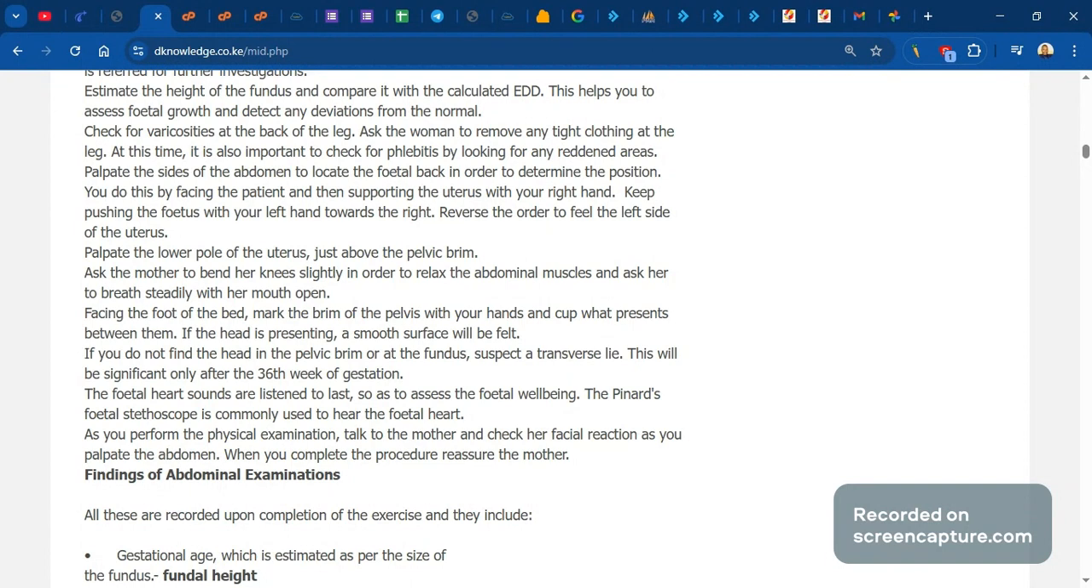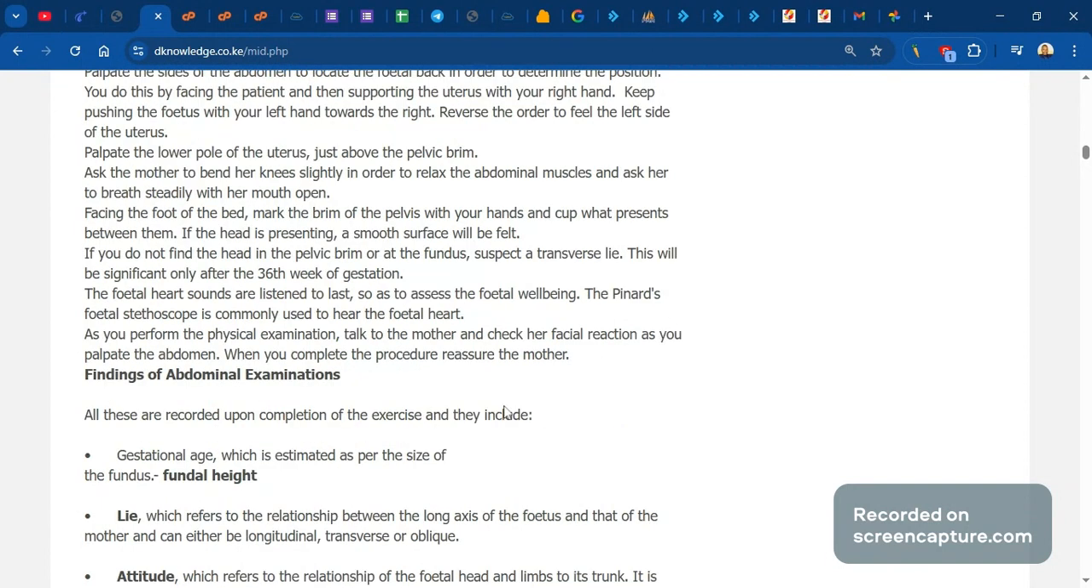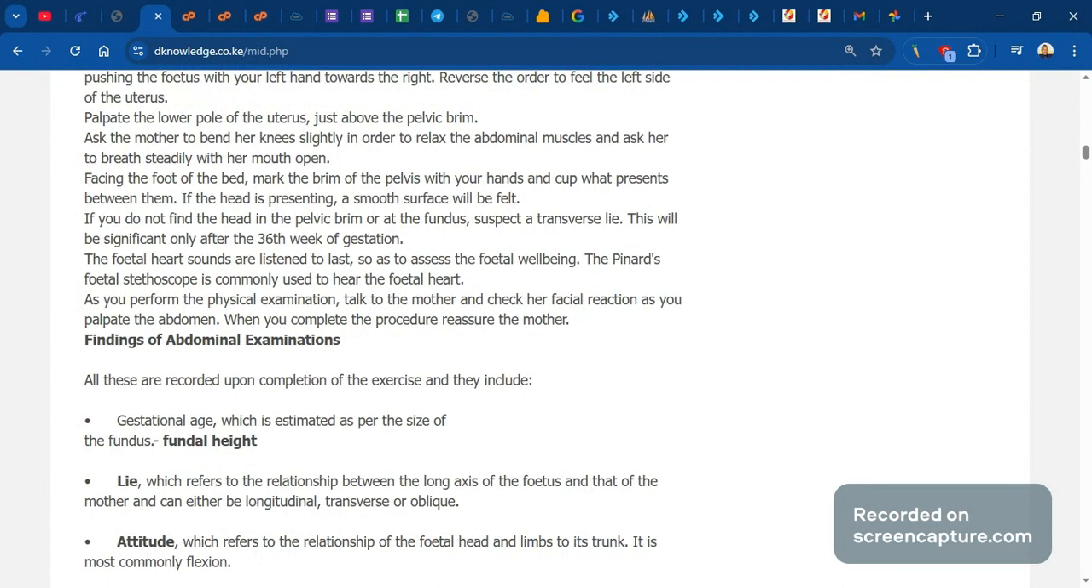So the fetal heart sounds are listened to last, so as to assess the fetal well-being. The peanut fetal stethoscope is commonly used to hear the fetal heart. And as you perform the physical examination, talk to the mother and check her facial reaction as you palpate the abdomen. When you complete the procedure, reassure the mother.